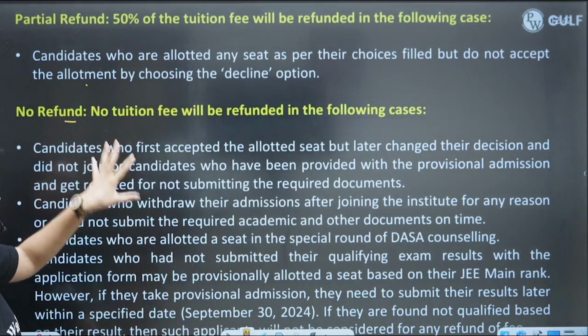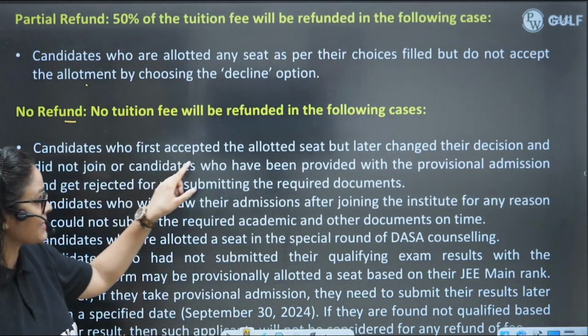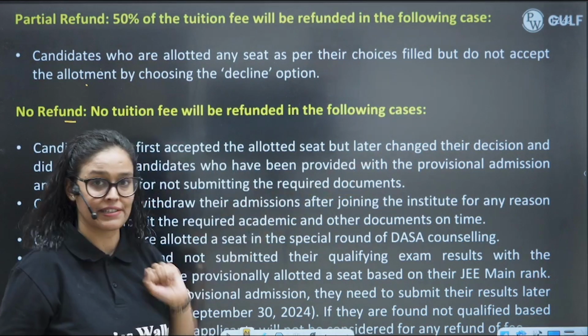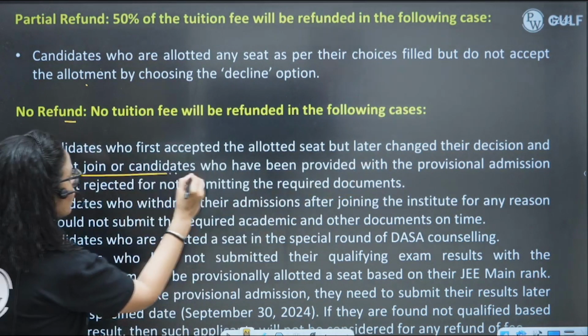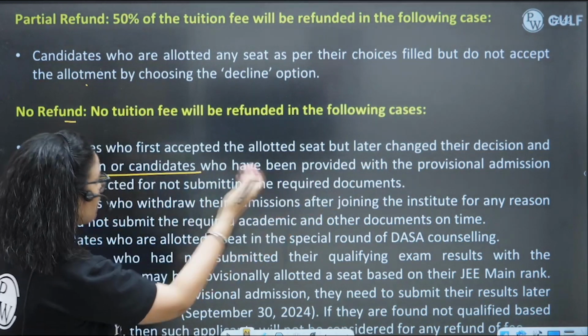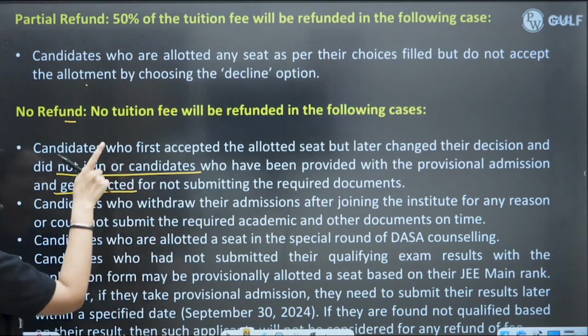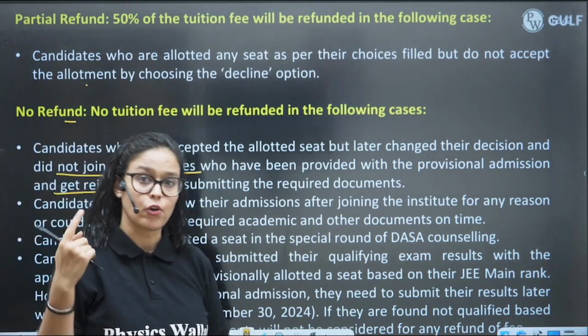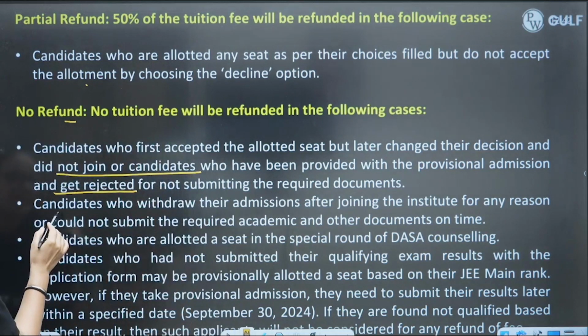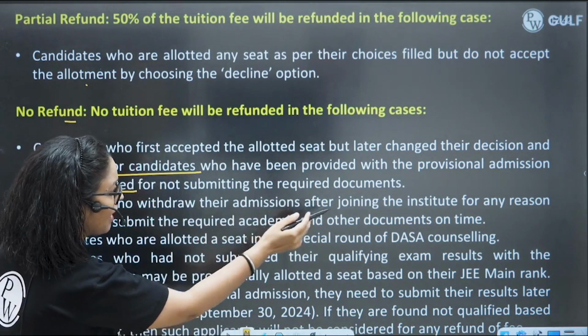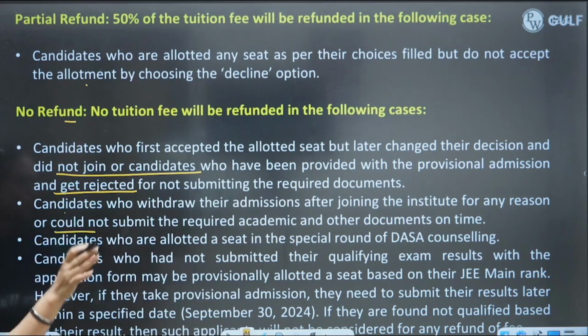And no refund in these conditions. A candidate who first accepted the allotted seat but later changed their decision and did not join, or candidates who have been given provisional admission and get rejected for not submitting the required documents, in that condition it will not be refunded, right? Next, candidates who withdraw their admission after joining the institute for any reason, or could not submit the required documents, in that condition also you will not get any refund of the tuition fee.